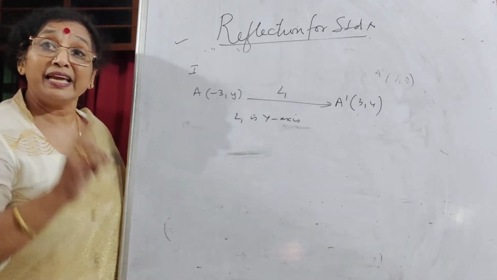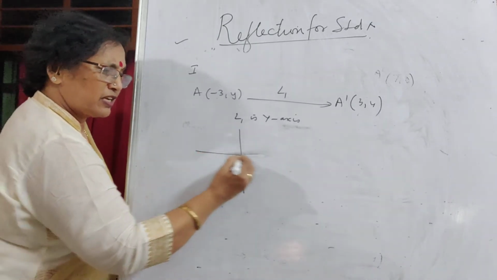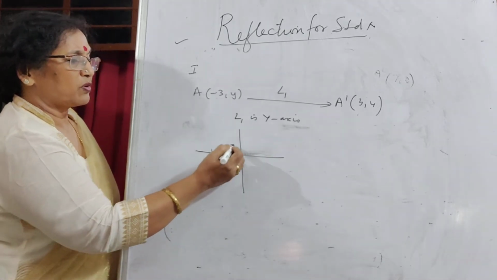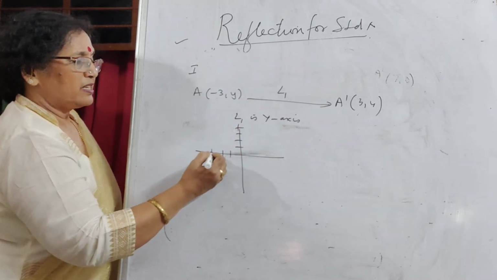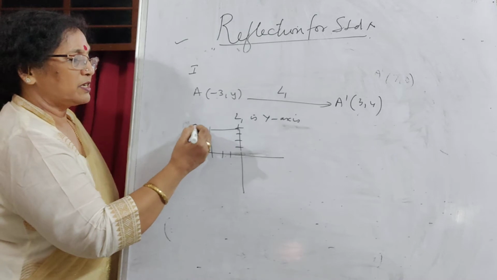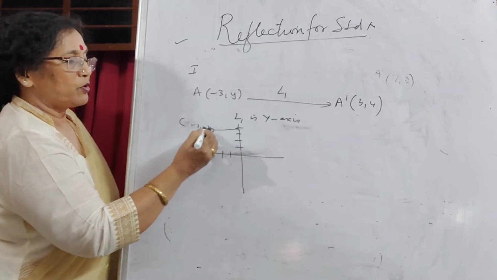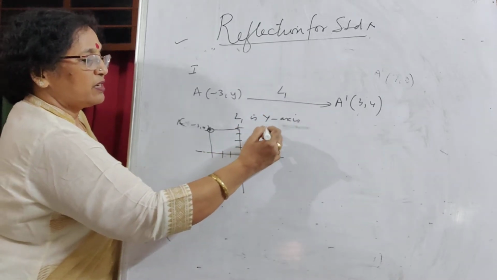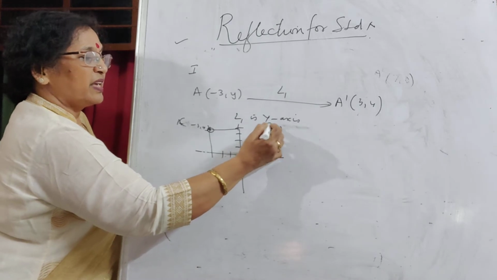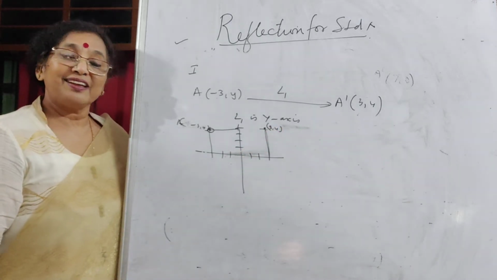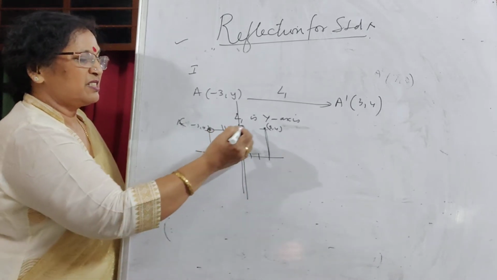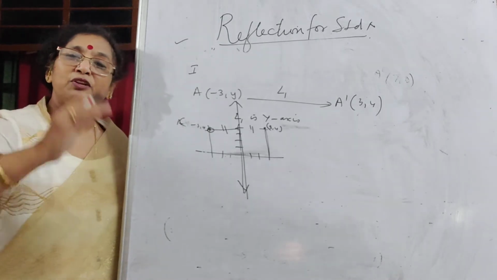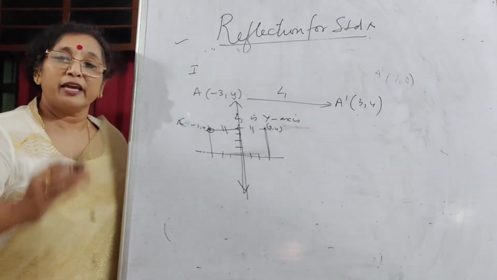In case you have doubt, make a rough sketch on plain paper. You don't need graph paper for everything. Locate minus 3, 4 and 3, 4. Minus 3, 4 is here, which is A, this point, and then 3, 4, with the same 4, is here. So which is your mirror line? This one, obviously, because this distance is equal to this. So this is your mirror line. And what is the name of this line? Y-axis.